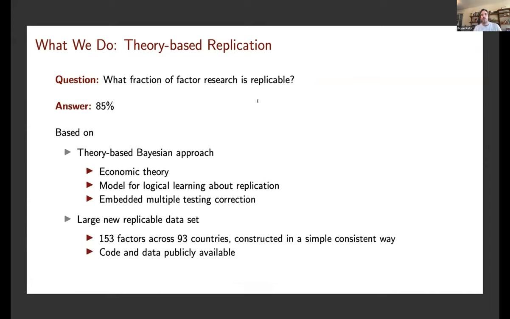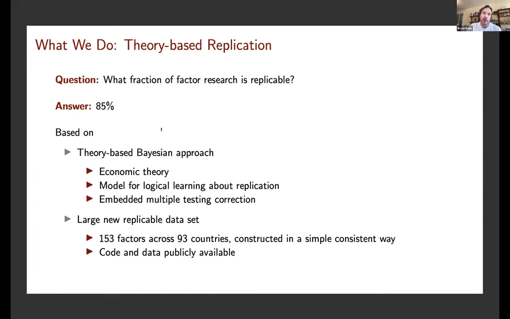There are two pieces to our analysis. The first, and I think the most important, is actually the theory-based approach that we're going to use. We're going to be working in a fully Bayesian model that considers factors jointly and has some grounding in economic theory. Each of these components, the fact that it's Bayesian, the fact that it looks at factors jointly, and the fact that it has some restrictions driven by economic theory, are going to be critical to some of our conclusions.